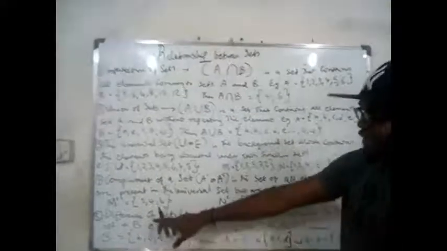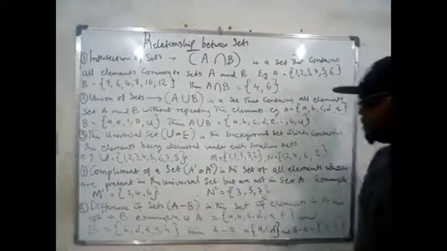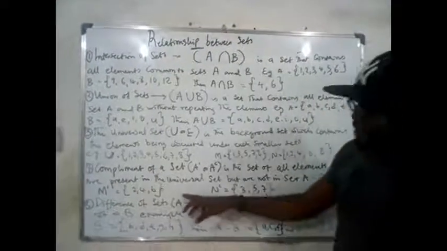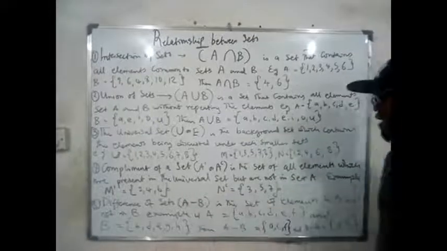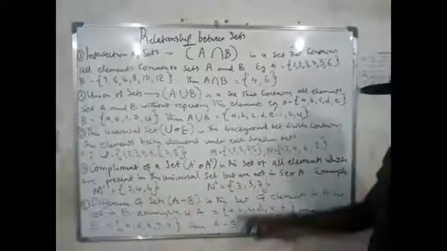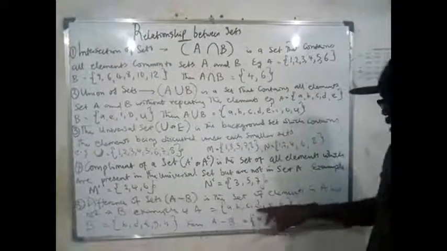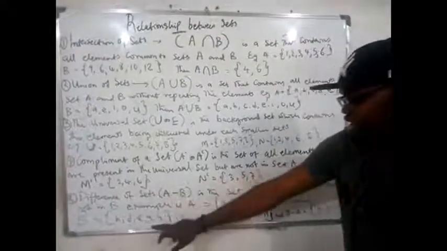Now we look at difference of a set represented as A minus B. Difference between set A and set B represented as A minus B. Simply the set of elements that are in A but are not in B. So if you look at these are the elements in A: A, B, C, D, E, F. And these are the elements in B: B, D, E, G, H.